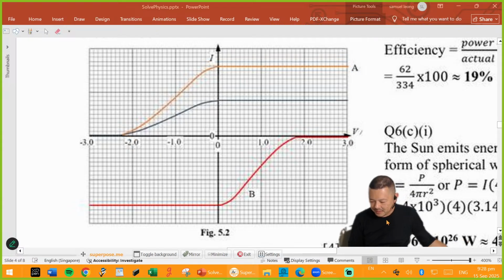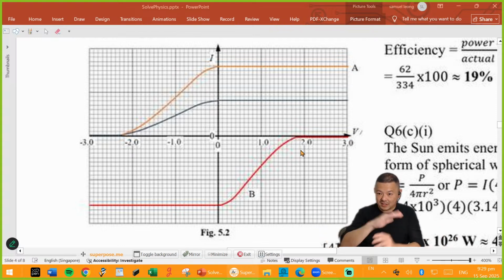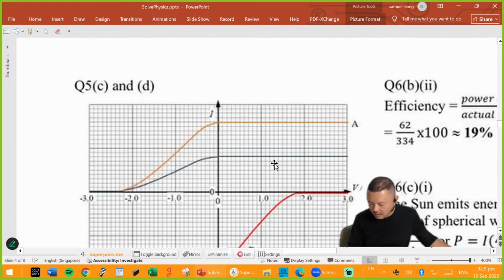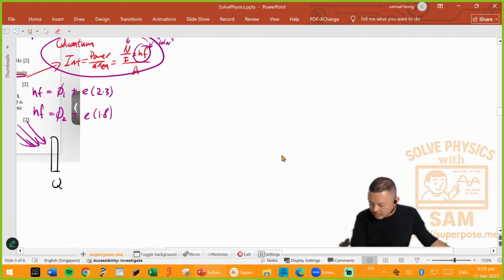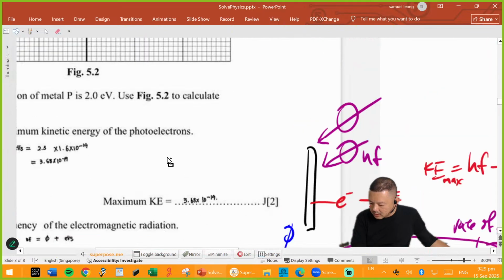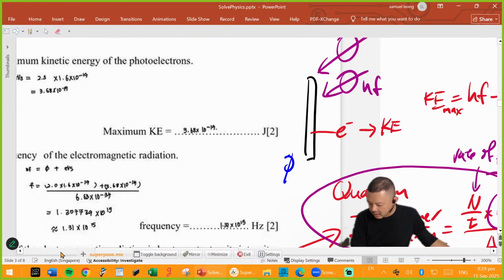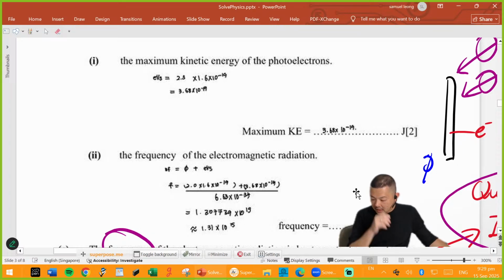How many marks was this? 2 marks. So if you had drawn from 1.8 and then drawn to the same level, that would have given you 1 mark. Obviously, the second mark was to draw it upside down, I mean inverted. Yes, it's fine. That's right. That's fine. It's okay.